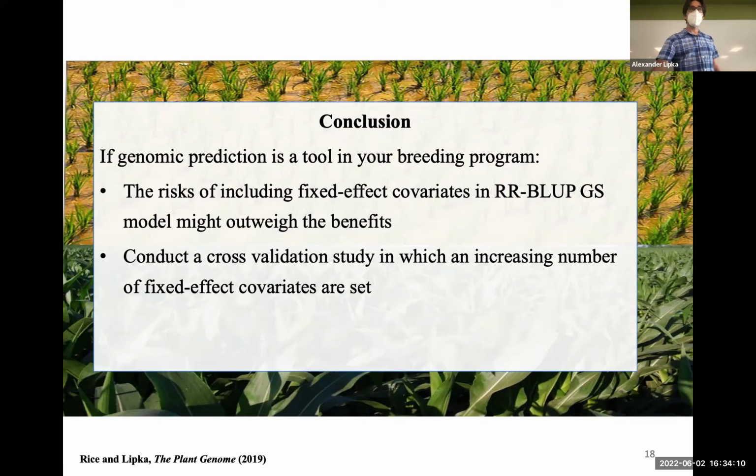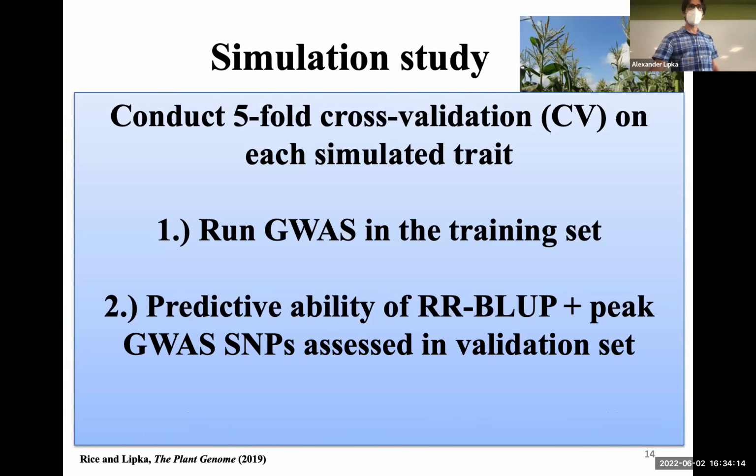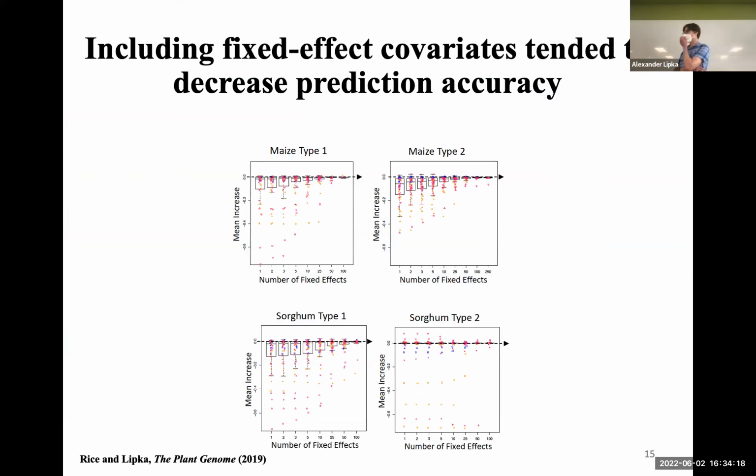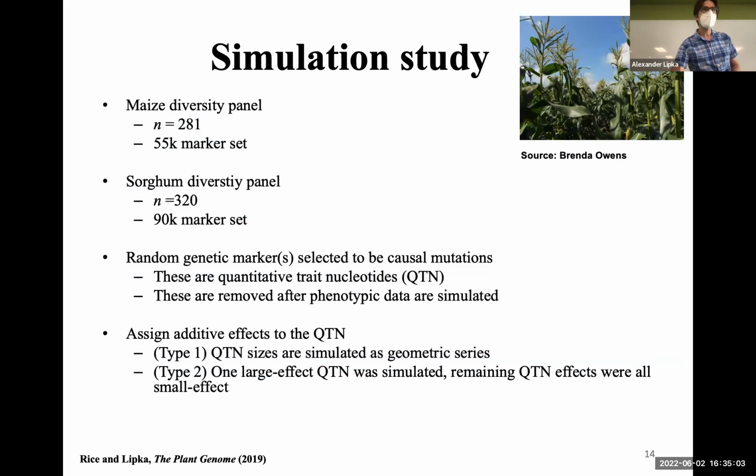So why do I think it lowers the prediction accuracy? Let's look at this graph over here. The factors that might be responsible for lowering prediction accuracy, I think first of all, it's LD, linkage disequilibrium, between our peak associated GWAS marker and our causal mutation. I think that's one factor. So differential LD between training and validation set. And then another factor, I think, is small sample size, because our sample sizes are 281 for maize and 320 for sorghum.